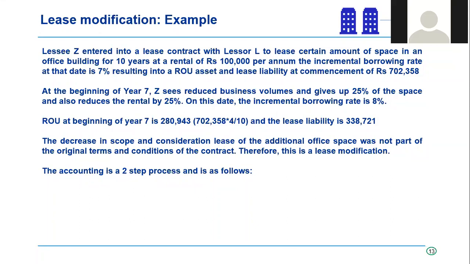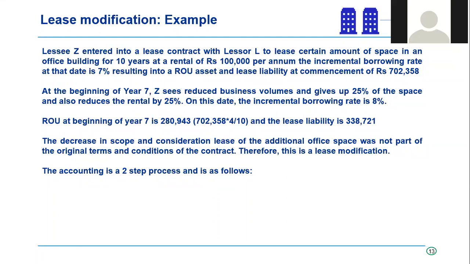At the beginning of year 7, the lessee sees that the business volumes have reduced and wants to give up 25% of the space. Additionally, the lessee also says, please reduce my rentals by 25% and let it be reflective of the current market scenario. The lessor and lessee agree. At the beginning of the 7th year, the discount rate on the lease has now moved to 8%.